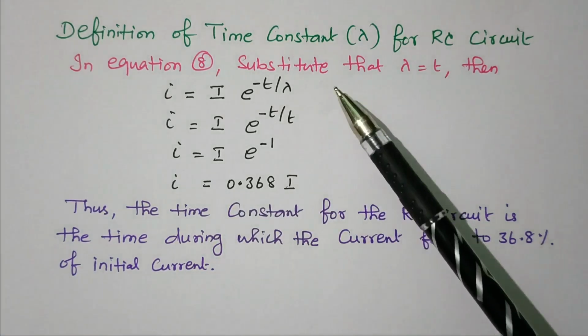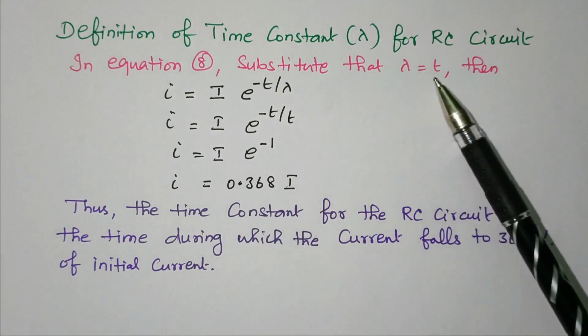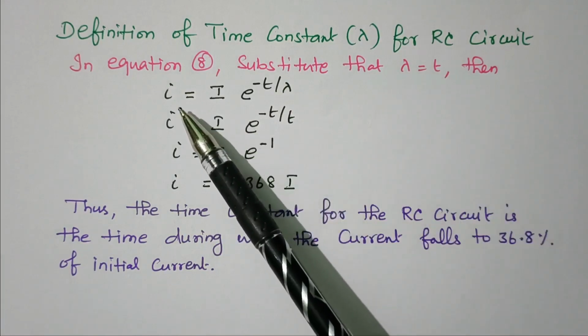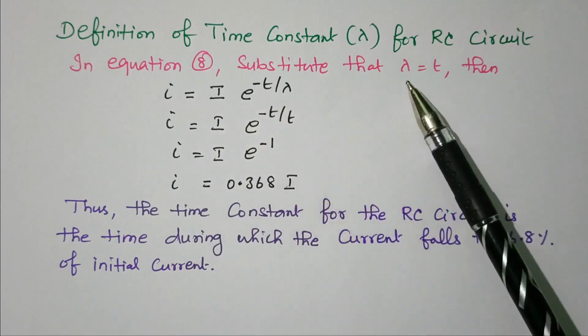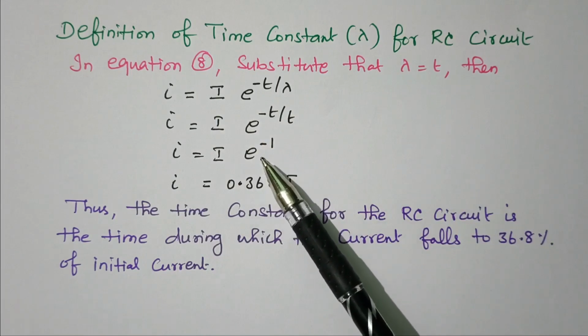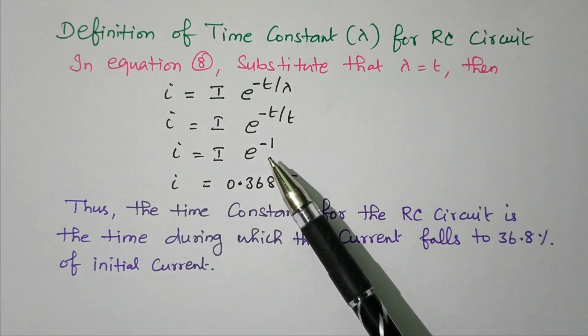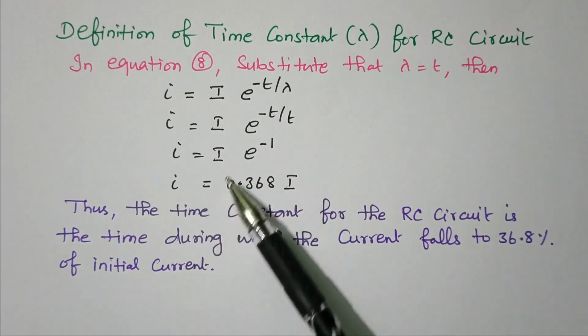So the time constant lambda for the RC circuit, in equation 8, substitute lambda equal to t. Equation 8 is nothing but i equal to I e power minus t by lambda. Now we need to substitute lambda equal to t. So t got cancelled, e power minus 1, otherwise 1 by e. So this value is 0.368 I. So what is this value?